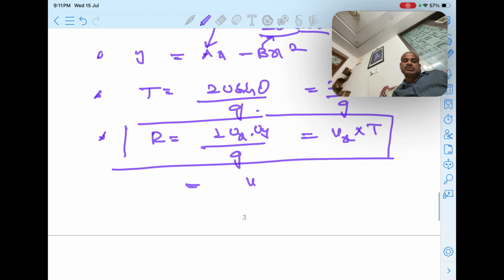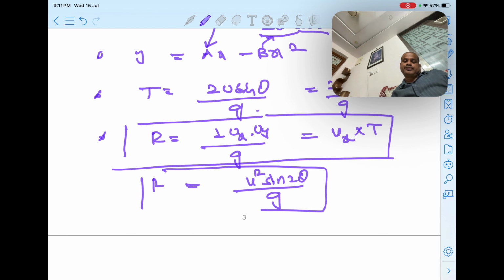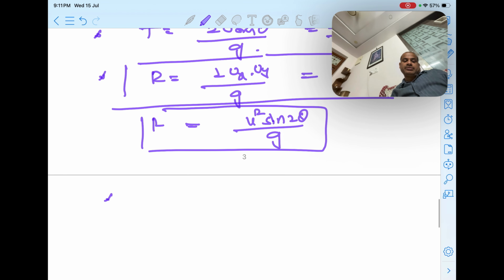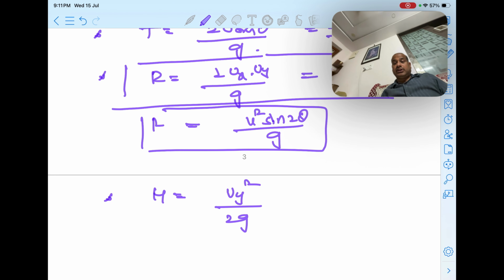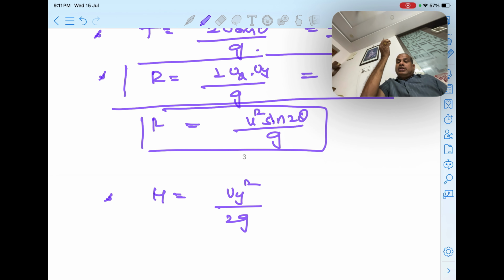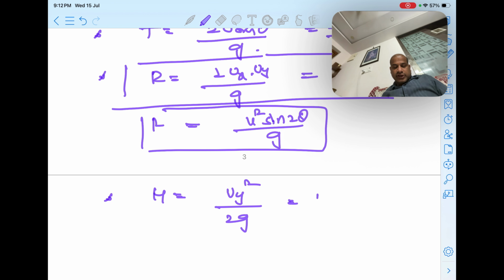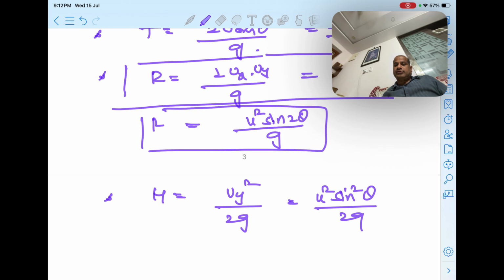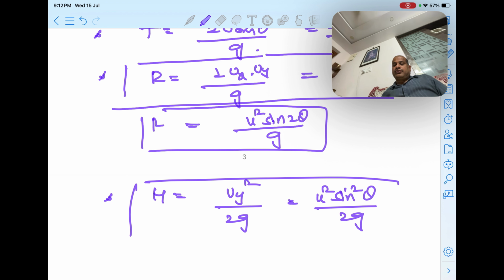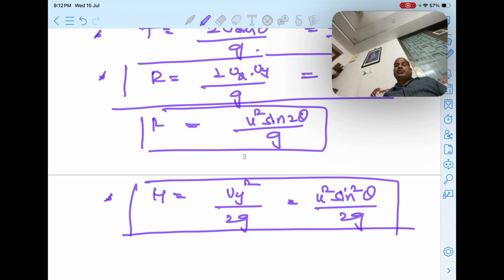Or one more formula in terms of theta we have seen: u square sin 2 theta by g. This is also for range. Okay. Then we have seen maximum height. This is y component whole square by 2g, the way we have seen in 1D motion. When you throw a body vertically upwards, how much is the maximum height? Uy square by 2g. Or you can also write this as u square sin square theta by 2g. Okay, so this is how we have seen oblique projectile.